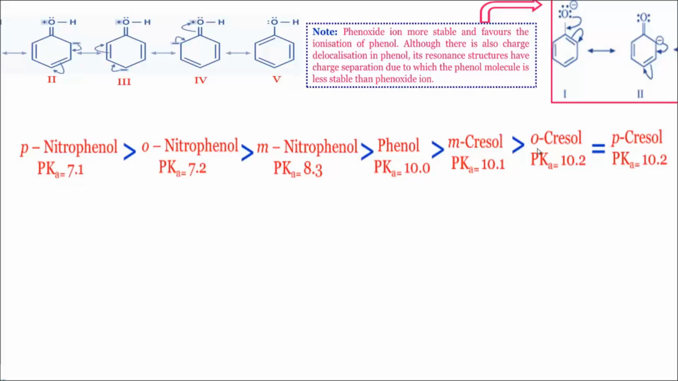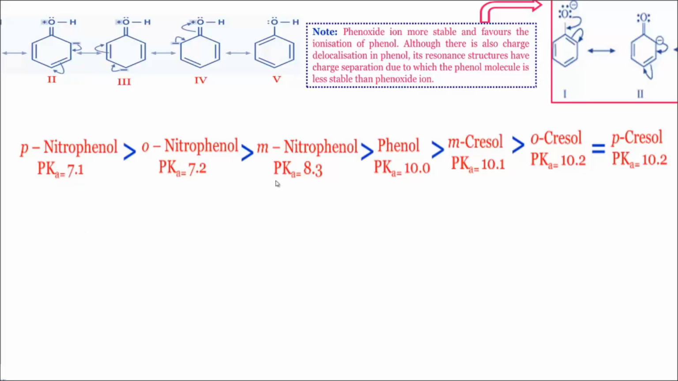Now its isomers, ortho-cresol and para-cresol. In the case of ortho-cresol, the CH3 group is linked to the 2nd carbon atom, and in the case of para-cresol, the CH3 group, the methyl group, is linked to the 4th carbon atom. They both have the same pKa value of 10.2. Because meta-cresol has 10.1, it is more acidic than ortho-cresol and para-cresol.